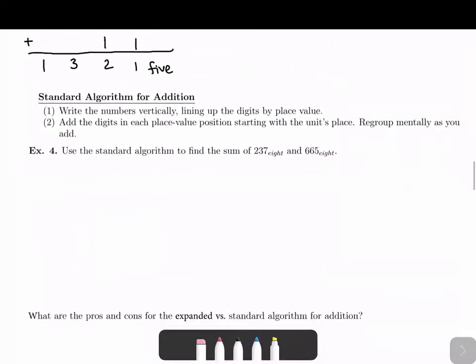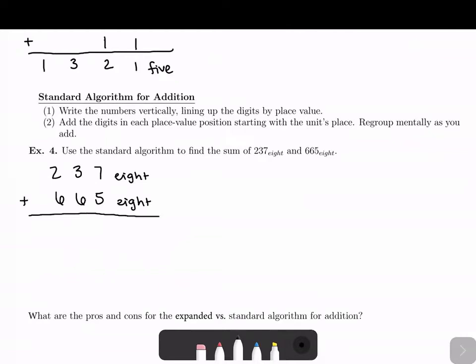So the standard algorithm, again, we line everything up. We write it in the exact same way. So now we're adding 2, 3, 7, base 8, and 6, 6, 5, base 8. And we are adding these together.